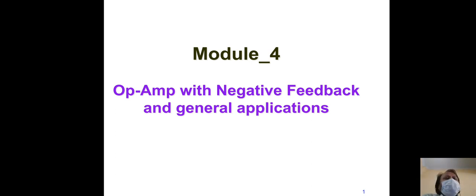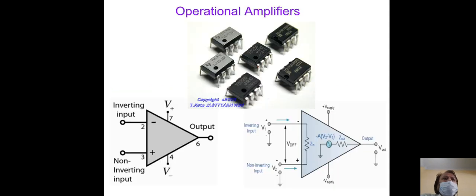Amplifiers are used for negative feedback and also positive feedback. Negative feedback is very good to stabilize the device at a fixed operating point. So you have to study this in Module 4. So these are the op-amps.